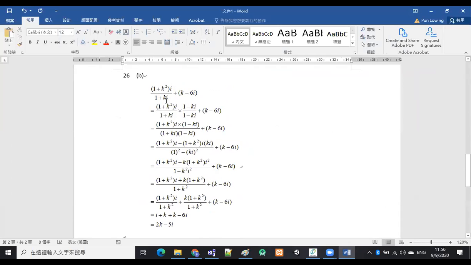Okay, and we need to simplify the denominator because we do not allow an i term in the denominator. Okay, but how to simplify the fraction with the i term in the denominator? We need to multiply by the conjugate.